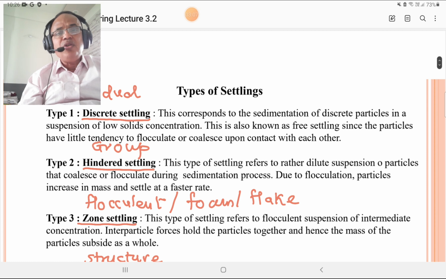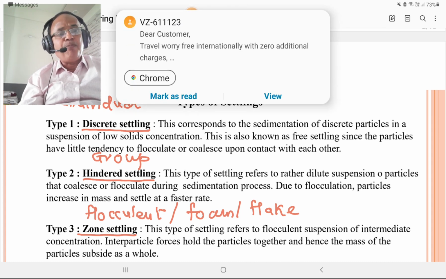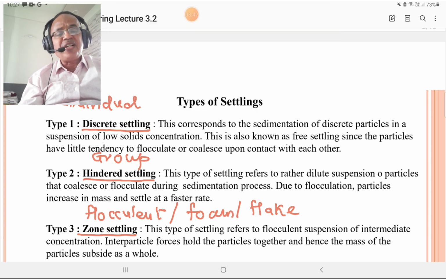This is a very important part. What are the different types of settling zones, or the different types of settling? Type one is discrete settling. You know that discrete means individual particle. This corresponds to the sedimentation of individual particles in a suspension of low solid concentration. This is also known as free settling, since the particles have little tendency to flocculate or coalesce upon contact with each other. So, discrete settling corresponds to individual particles.